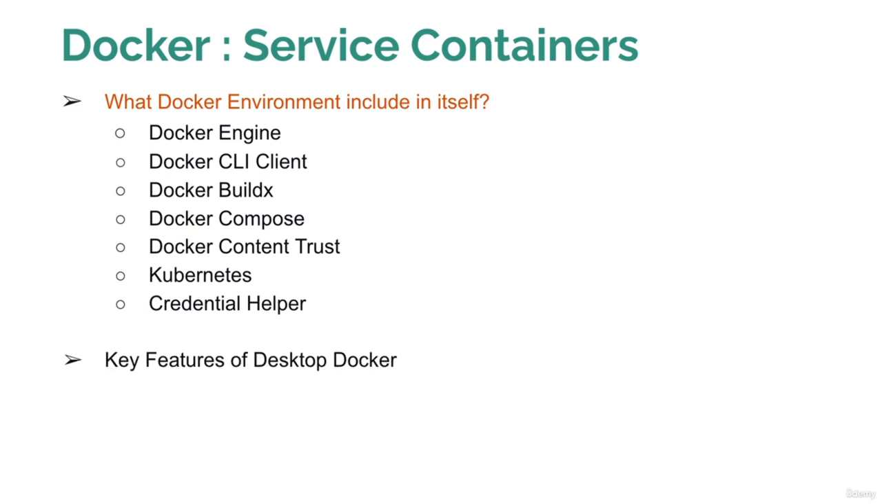Now let's go through some key features of Docker Desktop. Docker Desktop has many features. Using Docker Desktop, you get the ability to containerize any application and share it over the cloud. You get a very easy installation and setup of the complete Docker development environment. Apart from this, you get a Kubernetes-integrated environment with Docker to execute your Docker workloads on Kubernetes.